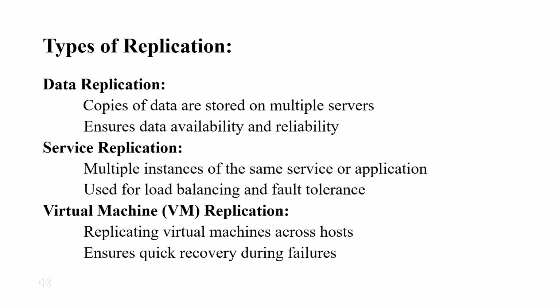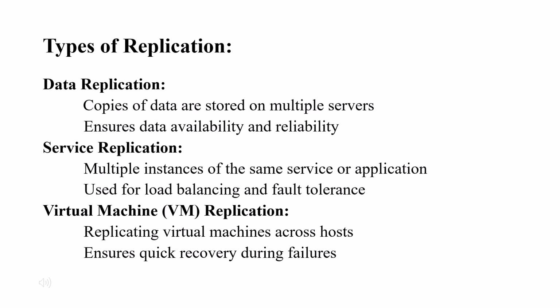Types of replication. Data replication. Data replication involves storing multiple copies of data on different servers. This ensures high data availability and reliability. High data availability means data can be accessed even if one server fails. Reliability reduces the risk of data loss. It is commonly used in databases, backup systems, and cloud storage devices.